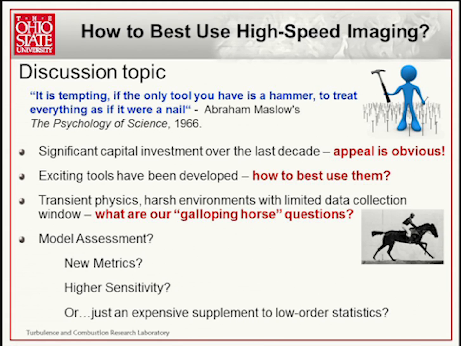What is it that we should target these measurements? And again, a thought on model assessment. Can we determine new metrics? I don't know. Can we get metrics that have higher sensitivity, or are they just an expensive supplement to low-order statistics? That's where I'll quit.